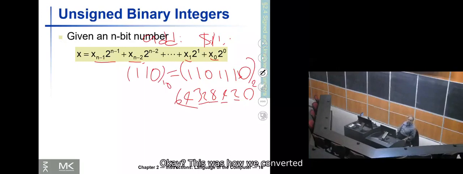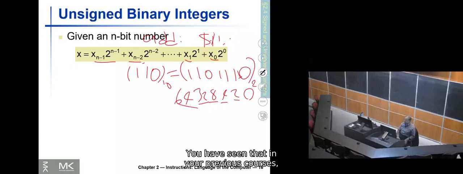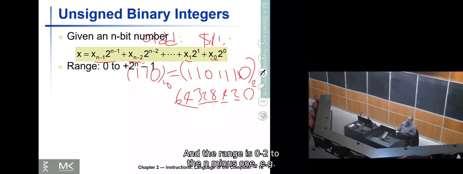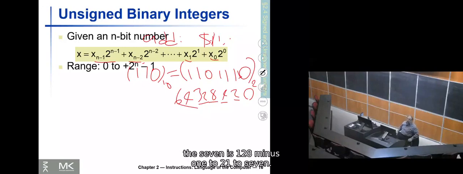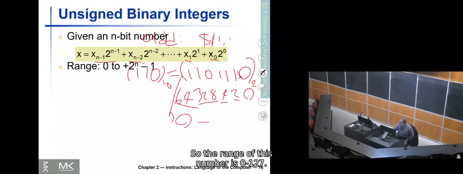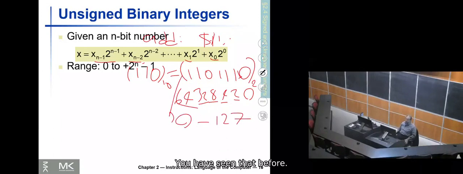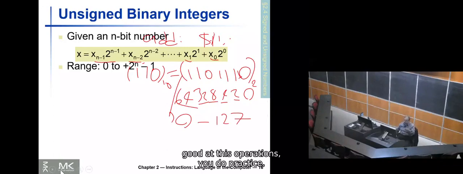Okay, this was how we converted a binary value to a decimal value. You had seen that in your previous courses. And you could do successive divisions to convert from decimal to binary. I won't go through that now. And the range is from 0 to 2 to the n minus 1. For example, here I have a 7-bit number. So the range would be from 0 to 2 to the 7, which is 128, minus 1, so 127. So the range of this number is from 0 to 127. You have seen that before. If you are not very good at these operations, do practice again.